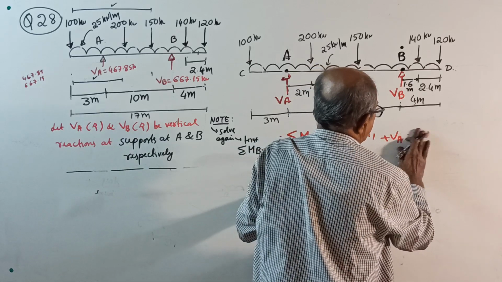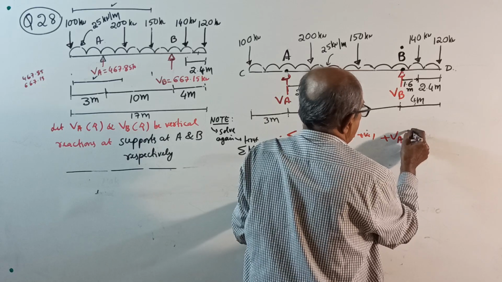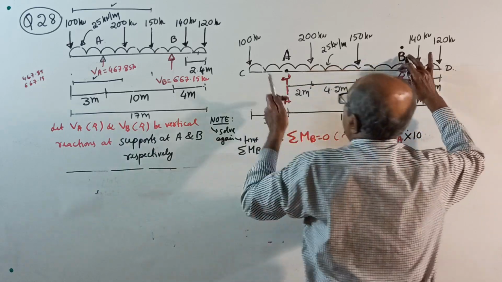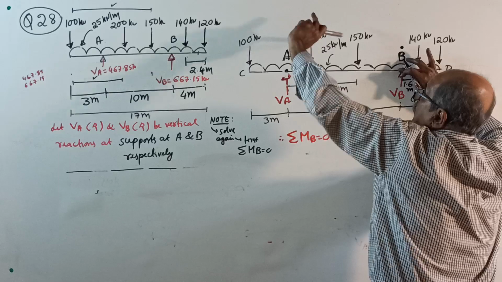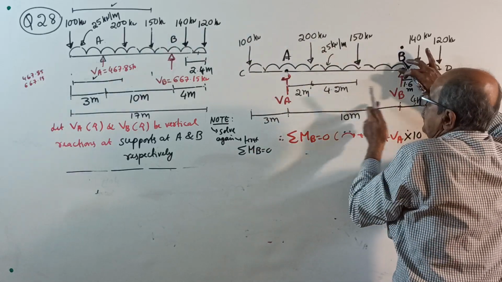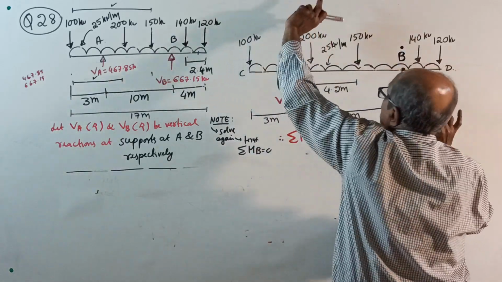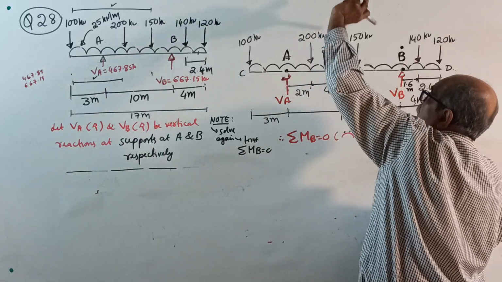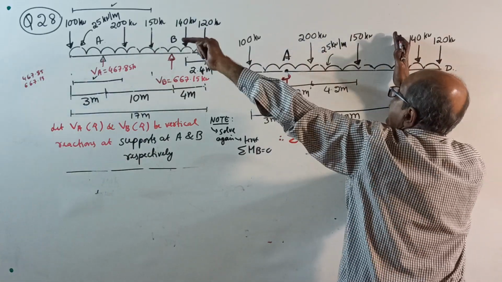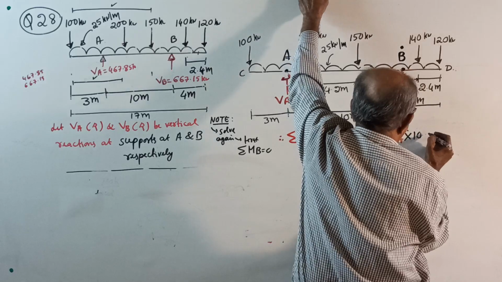10 is black color, it is not unknown. VA into 10 here is moment. Plus here, minus 100 into 10 plus 3, 13. All this we will see, this VA into 10 is clockwise. All the loads on this side will produce anticlockwise moment.